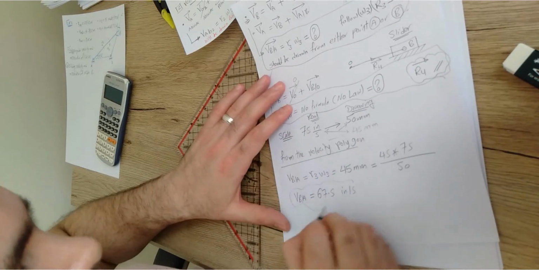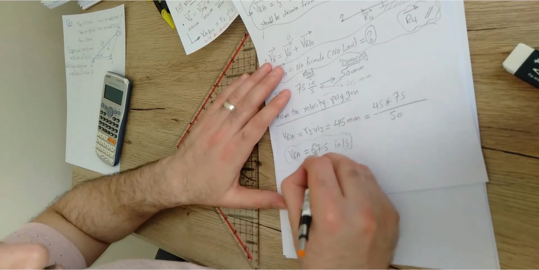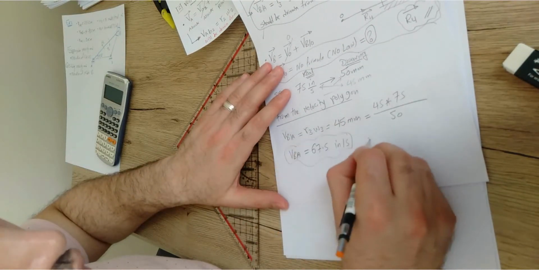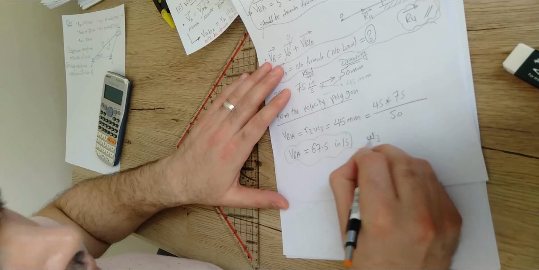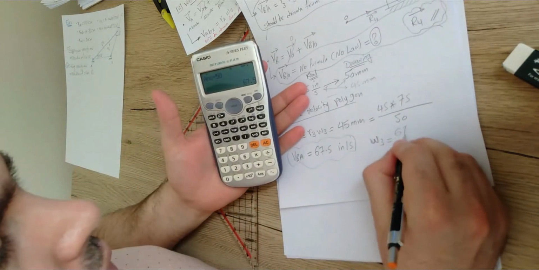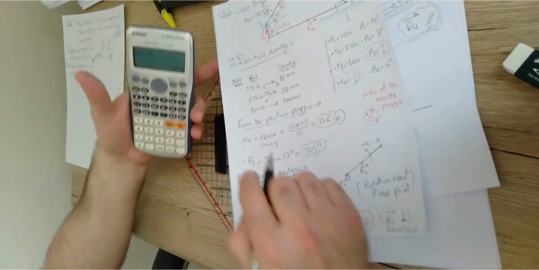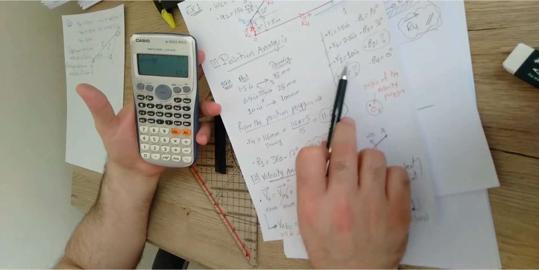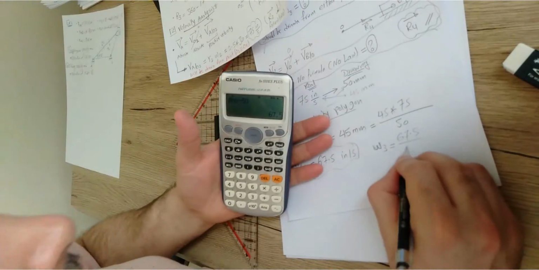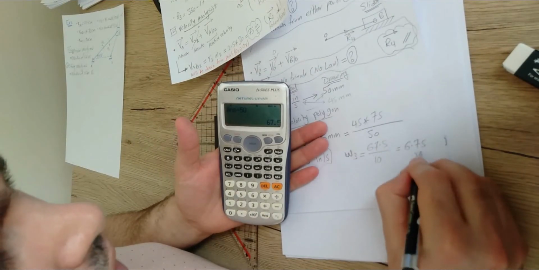We got the magnitude here, right? Then what we have to do, this one equals R omega 3. So what should be omega 3 then? How about the value of omega 3? Omega 3 should be 67.5 divided by R3. How much is R3? R3 from the position analysis was 10 inches. So divide by 10, this is going to give us definitely 6.75 radian per second.